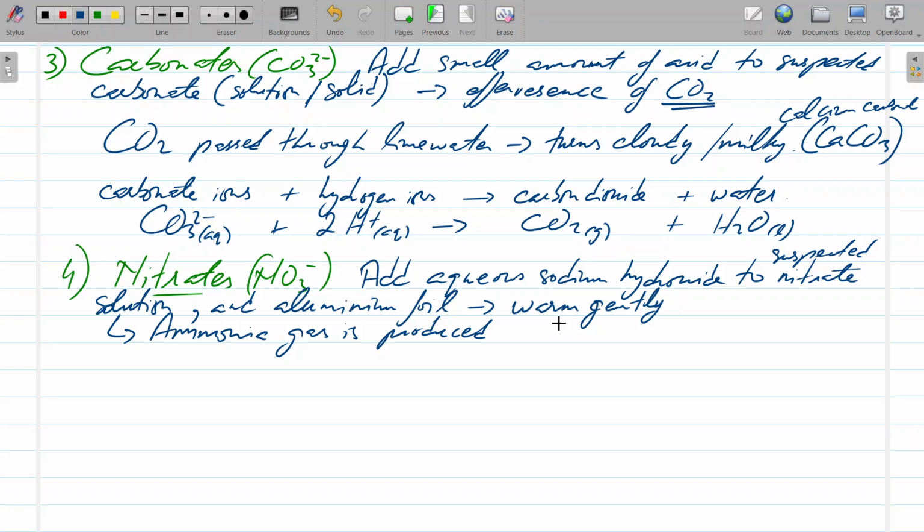We've talked about ammonia yesterday. It has a pungent smell, so that's one thing. And right, you can also test it with damp litmus paper. So damp litmus or indicator paper. And it will go from red to blue. And so what's happening over here is that the nitrate ions are reduced.